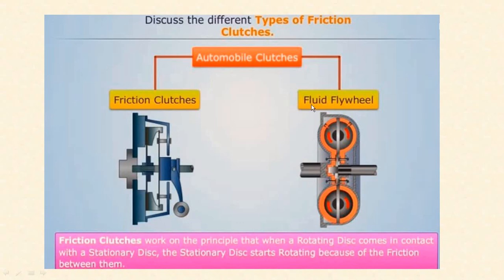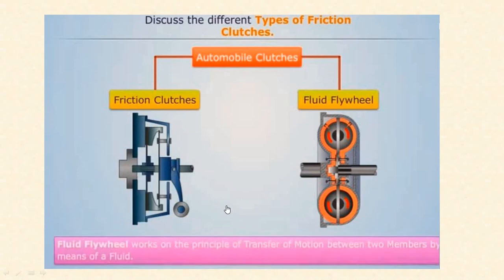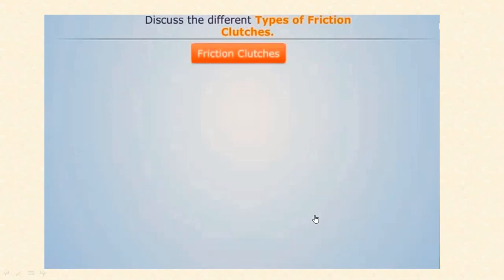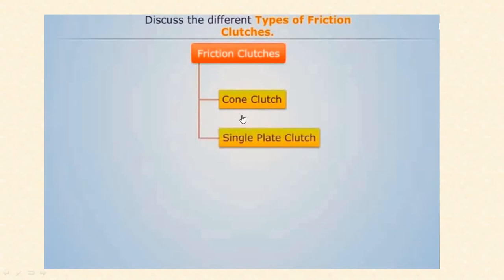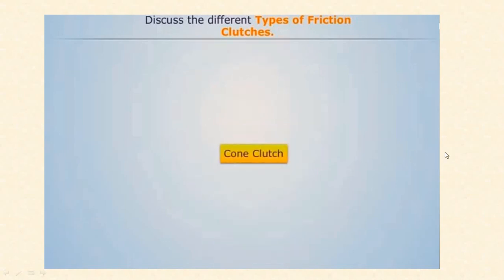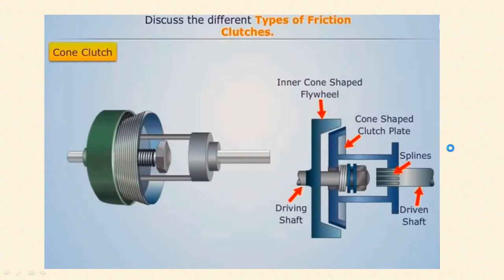The fluid flywheel is different from the friction clutches. The fluid flywheel works on the principle of transmitting motion from one member to another. The friction clutch is classified into cone clutch, single plate clutch, multi plate clutch, semi centrifugal clutch, and centrifugal clutch. So first, the cone clutch. Now we can see the image.